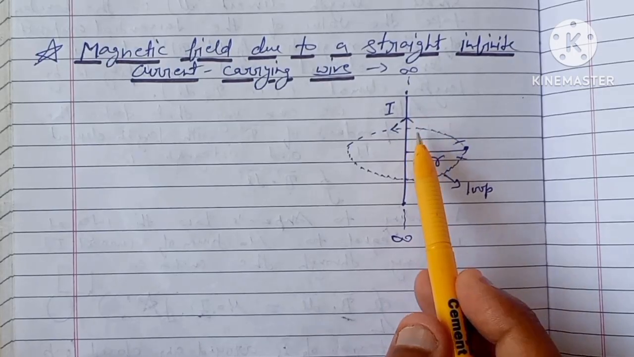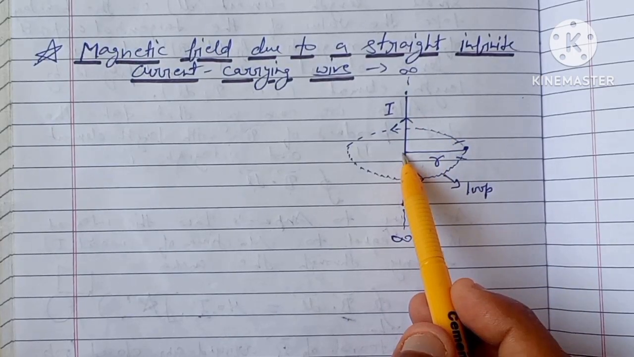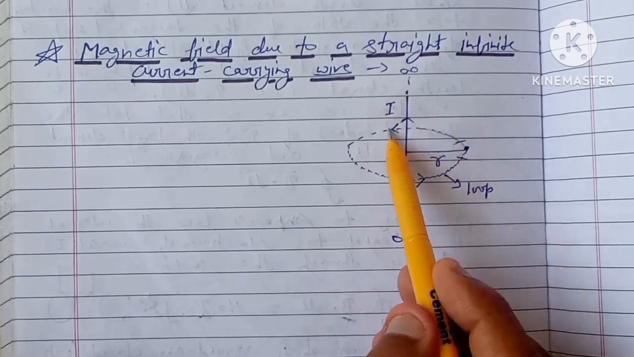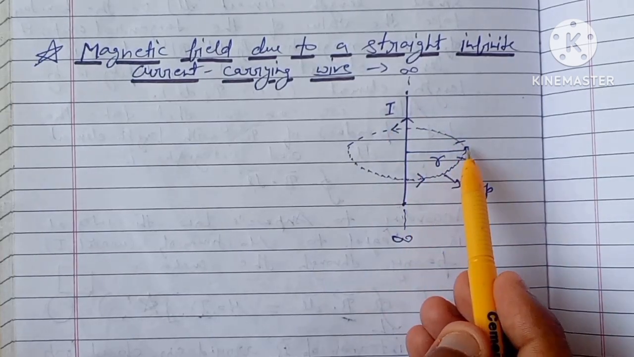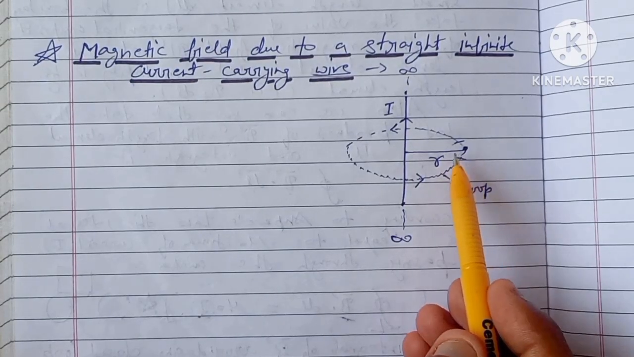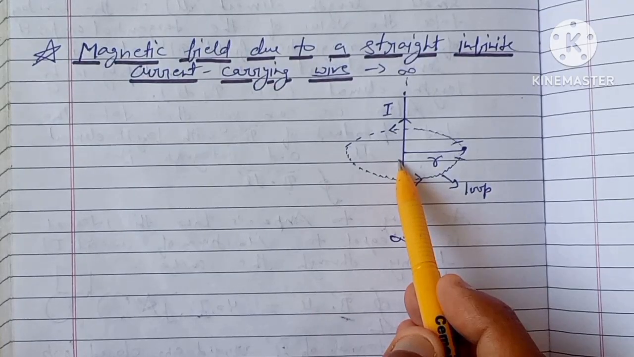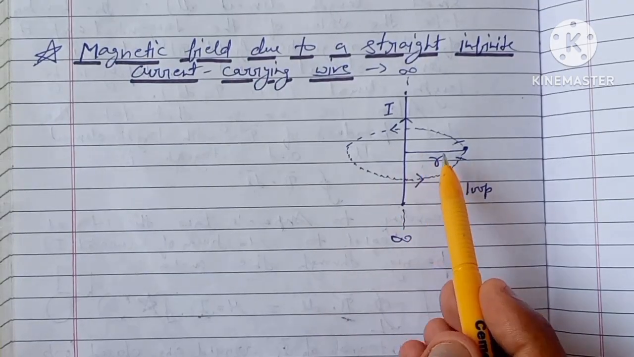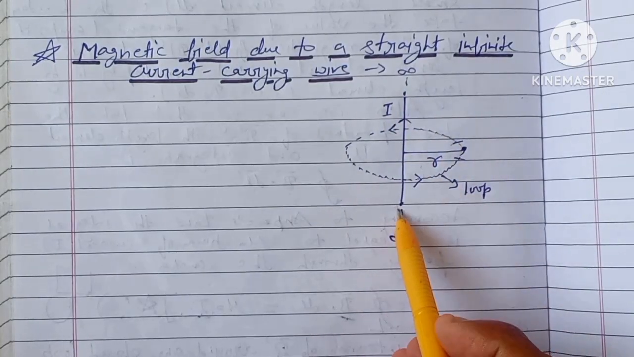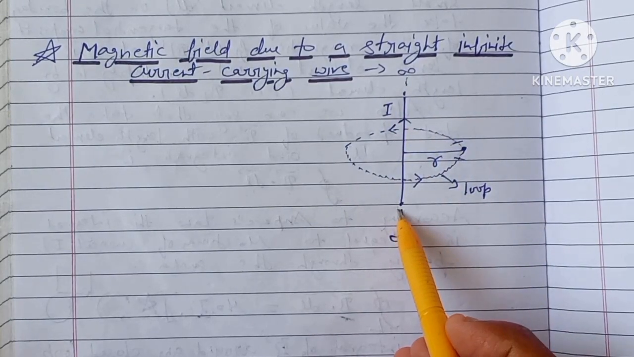My main aim is to calculate the expression for magnetic field due to this infinite straight current carrying wire at a distance r. I have marked a point here which is present at a distance r from this wire, and my main aim is to calculate the expression for magnetic field at this point due to this infinite straight current carrying wire. So students, here we are going to use our Ampere's law which we have already seen in our previous video.